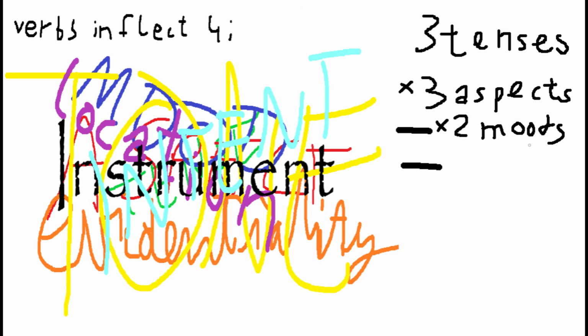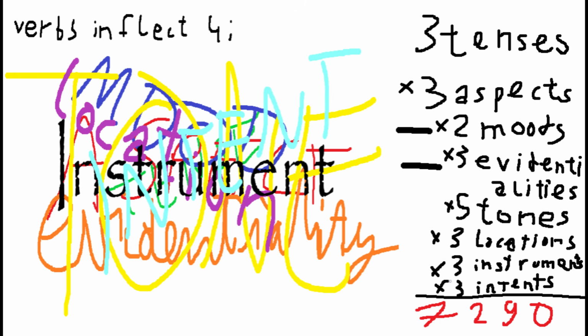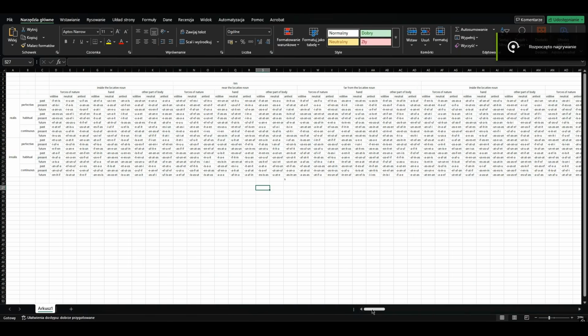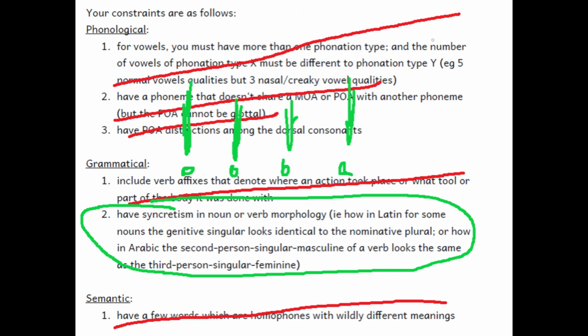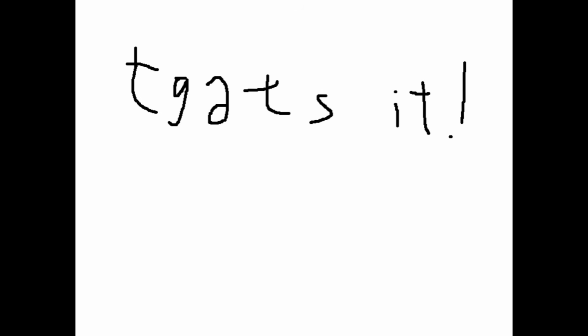Totaling 7,290 total inflections, and guess what? It's entirely fusional, no pattern, fuck you! Also there's syncretism, because the final constraint that I have to do is to have syncretism, so now that's done. Yeah, that's pretty much it for the conlang.